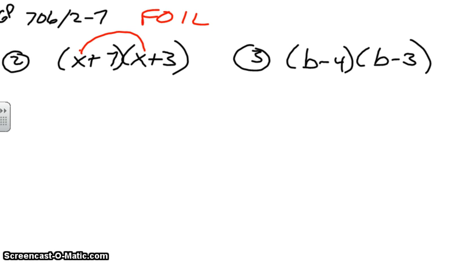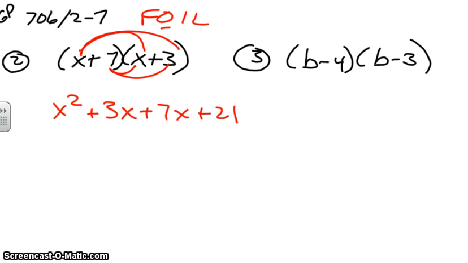Okay? What is x times x? Good. And then we go outside terms. The first and the absolute last, outside terms. Which gives us x times 3, 3x. Good. And then we go inside. And what do we get there? 7x. And then we go last terms. Good. And now tell us what this is when you simplify. These two can be combined. 10x. Good. x squared plus 10x plus 21. Okay, good.